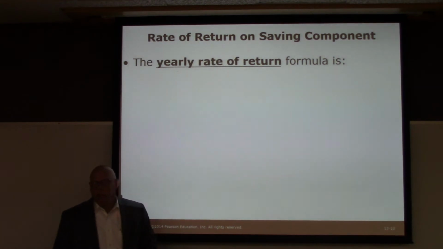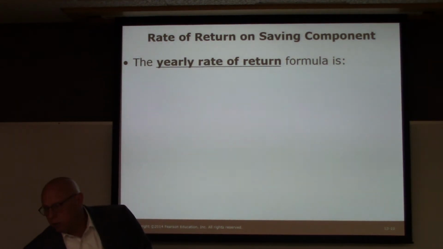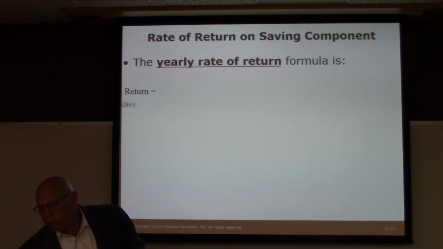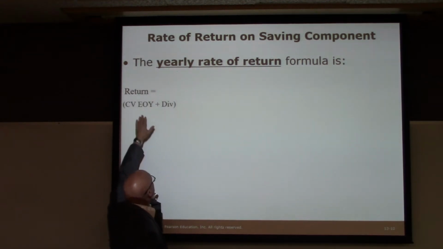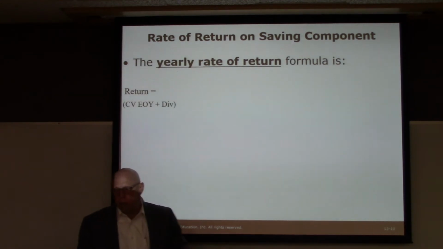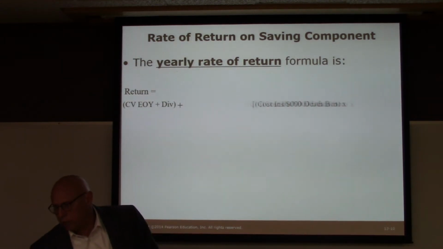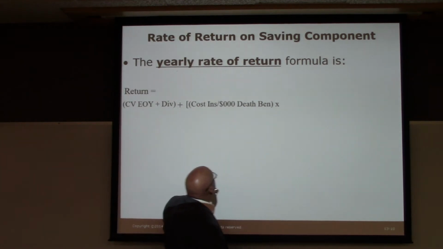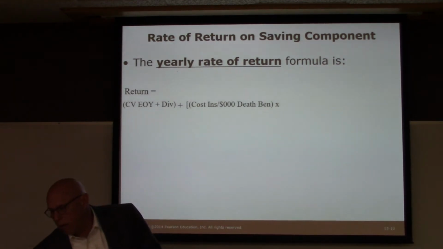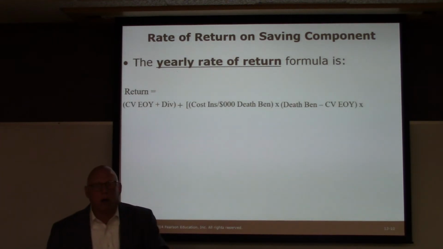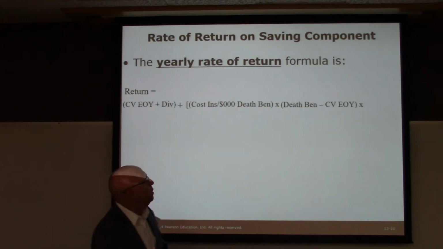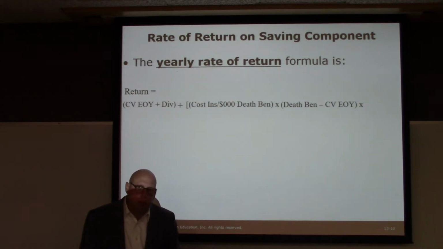So we have this thing called the yearly rate of return formula. Let's look at it, because you're going to have an example to work, and you're going to have an example on the test. Okay, so the return is equal to the cash value at the end of the year plus the dividend plus the cost of insurance per $1,000 of death benefit, times the death benefit. This is a long formula, and write it down. I will allow you to bring it into the exam, okay? And once I give you the numbers for each of these variables, it's easy to do.